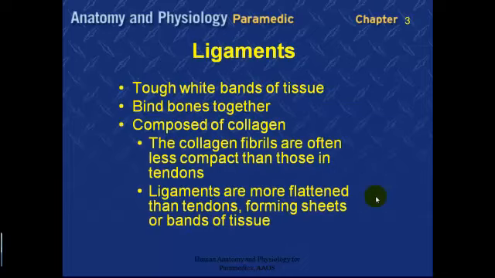The ligaments are tough white bands of tissue that bind bones together. They're composed of collagen. They're often less compact than those in tendons. Ligaments are more flattened than tendons, forming sheets or bands of tissue.